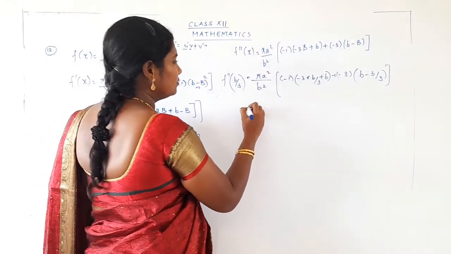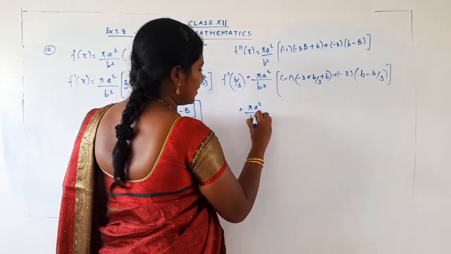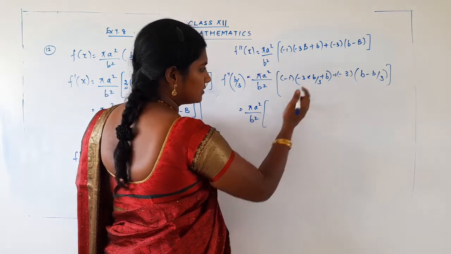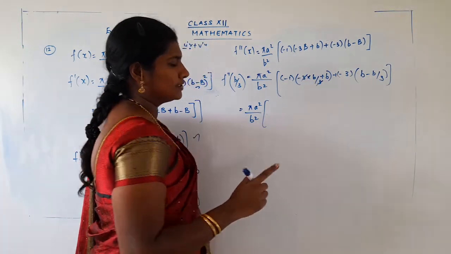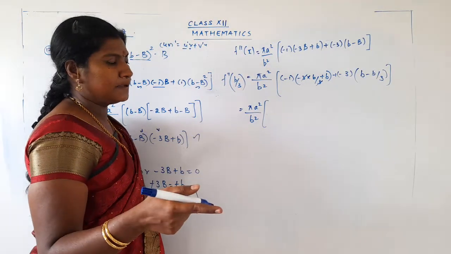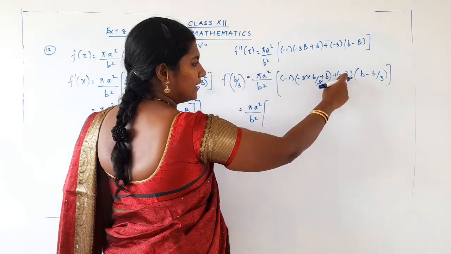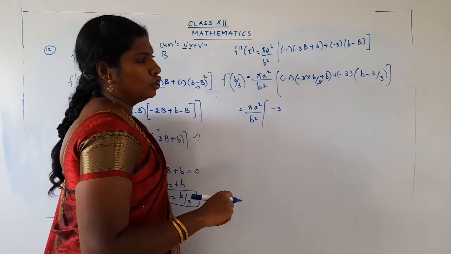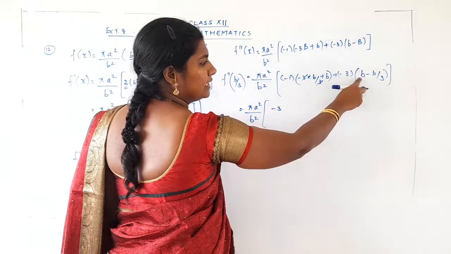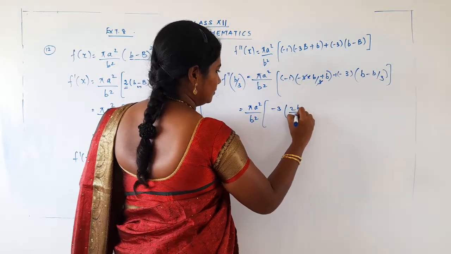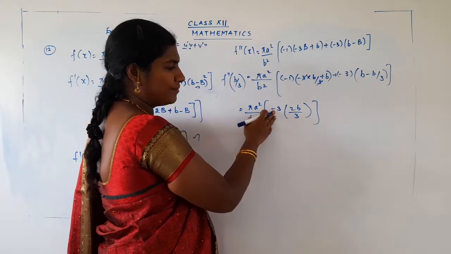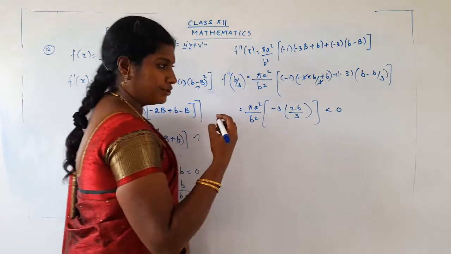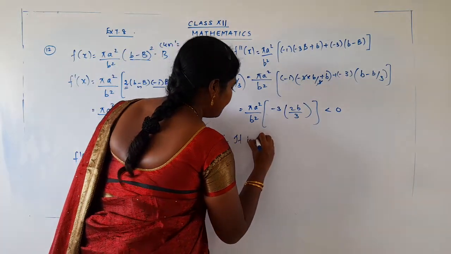So this is equal to pi a square upon b square as it is. This is minus 1. I'll just do the calculation. Minus 3 and minus 3 and 3 gets cancelled. So minus plus b will give you 0. So the whole term gets 0. And what is left here now? Minus 3. This is 3b minus b. 2b upon 3. 3 into b, 3b minus b, 2b upon 3. So see here. So we have your minus sign. Since we have your minus sign, we can just say this is less than 0. Therefore, it is maximum.